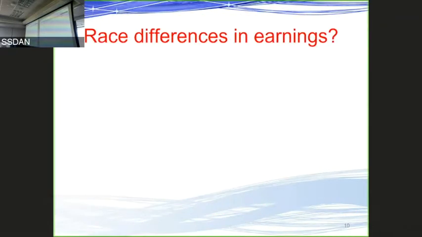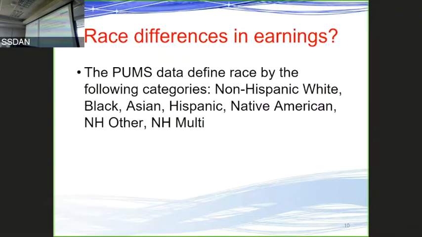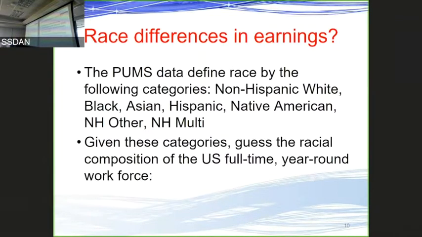Okay, so now we're going to look at race differences in earnings. So we talk about the social construction of race. Here are the categories in PUMS, which are a little different than ACS: non-Hispanic white, Black, Asian, Hispanic, Native American, non-Hispanic other, and non-Hispanic multi. Okay, given those categories, what do you think the racial composition of the workforce is?